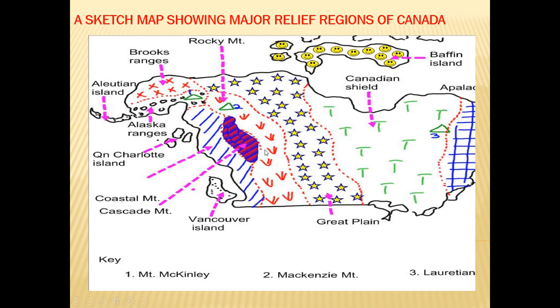Then from the Rocky Mountains into the interior, we have the Great Canadian or the Interior Canadian Plain. And then to the east, we have the Canadian Shield. And finally, we have the Appalachian Mountains in the eastern part of Canada. So this is the sketch map which shows the relief regions in Canada.